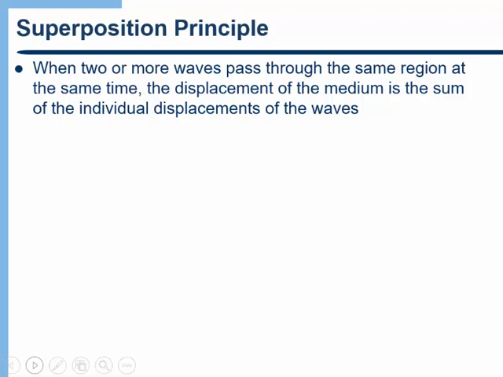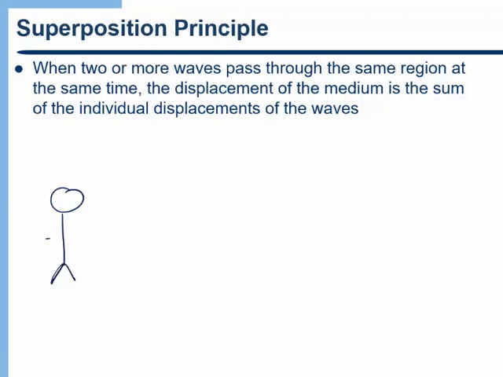Let's talk about the superposition principle. It says when two or more waves pass through the same region at the same time, the displacement of the medium is the sum of the individual displacements of the waves. So we're going to look at this in some detail for waves on a string, but I want to talk about a conceptual example first.